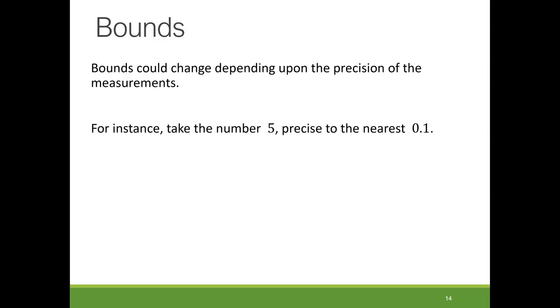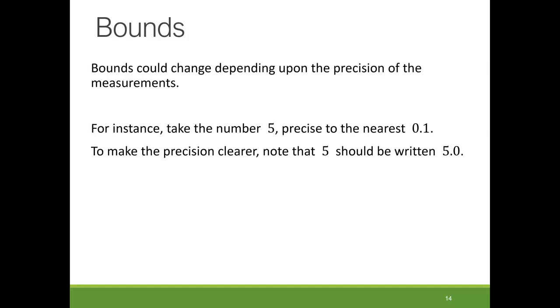All right. So again, bounds can change depending on the precision of our measurement. So if we take 5 and we're talking about precise to the nearest tenth, that means we're rounding to the tenths place. So 5, we don't want to think about as 5. We want to think about it as 5.0, right?